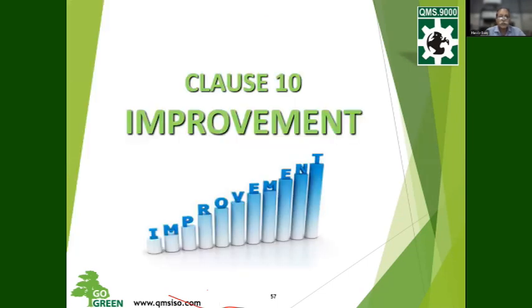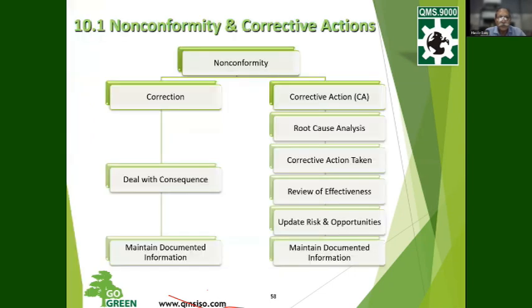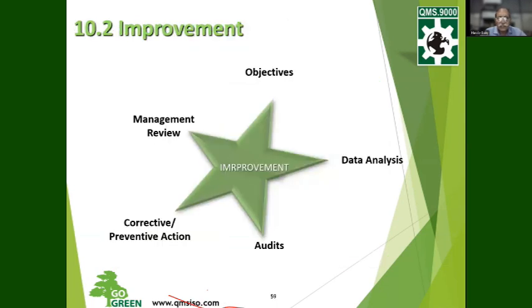Last is improvement. What are the ways and means by which you can improve your system, right? Identify non-conformances, take corrective actions, find out the root cause analysis, and take corrective action and review the effectiveness. So these are the 5 areas by which you can improve your system: by conducting audits, and based on these audits, take corrective actions and preventive measures also. Management reviews, objectives, analysis of data.